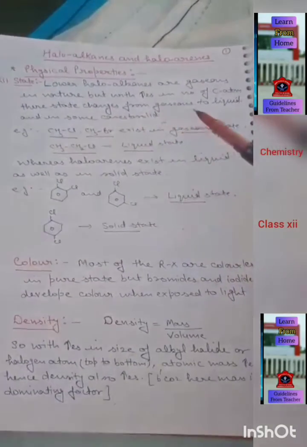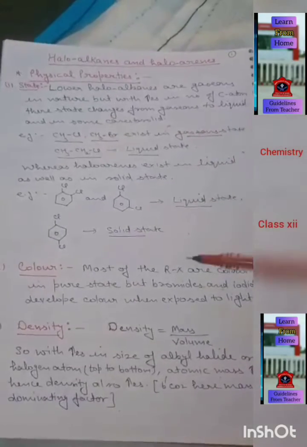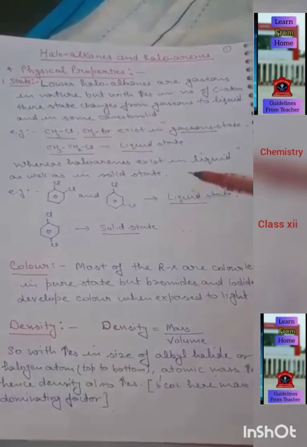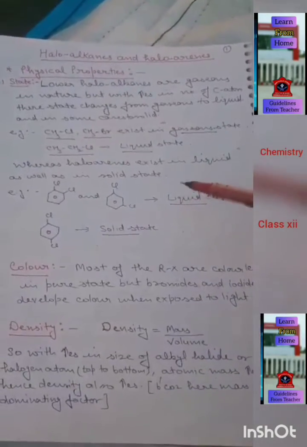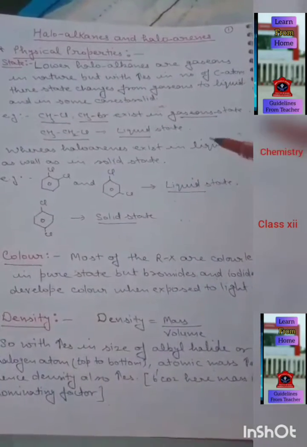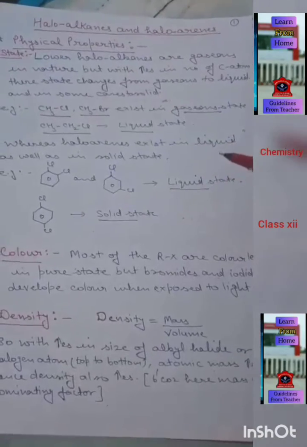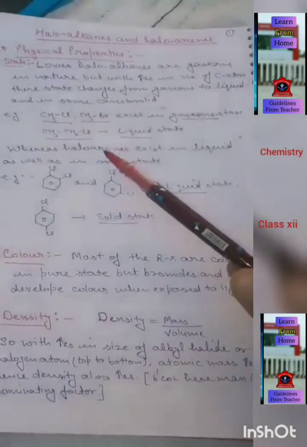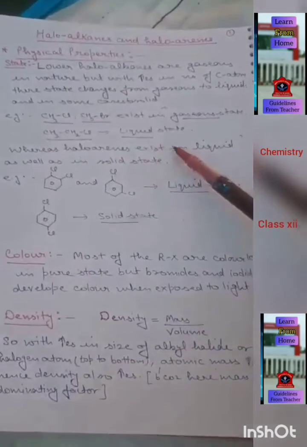Lower haloalkanes are gaseous in nature, but as we increase the mass of the carbon chain, there is a change in state from gaseous to liquid and then to solid, because we know that the mass of a solid compound is higher as compared to liquids and then gases. So as we increase the number of carbon atoms, mass also increases, which ultimately changes the physical state of the compound. For example, chloromethane and bromomethane exist in the gaseous phase, whereas chloroethane exists in liquid state.